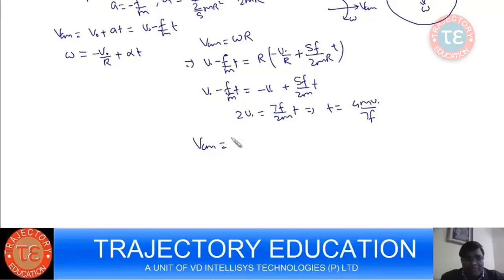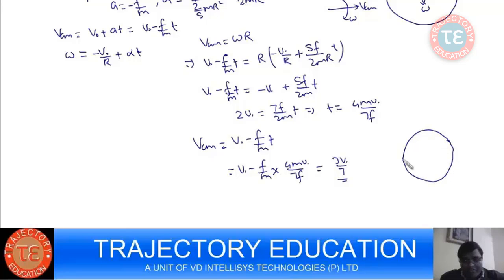So VCM, when it starts pure rolling, is V0 minus F by M times 4mV0 by 7F, that is 3V0 by 7. So finally the picture will be like this: this is going to be 3V0 by 7, and this is going to be 3V0 by 7R. Okay, so that's how the rolling takes place. Thank you very much.